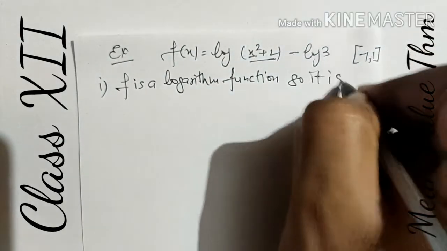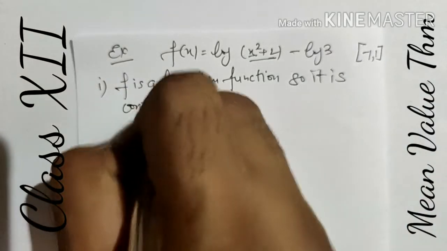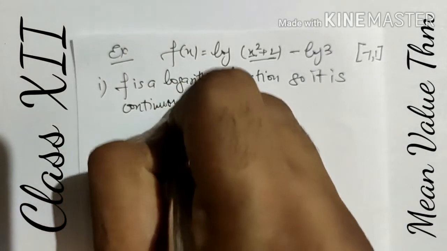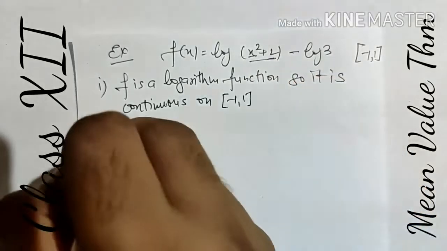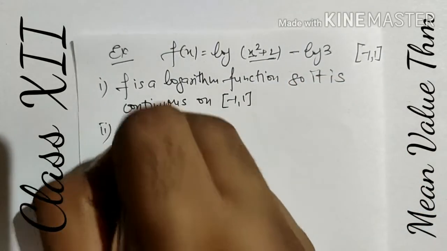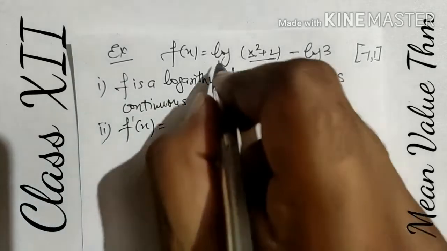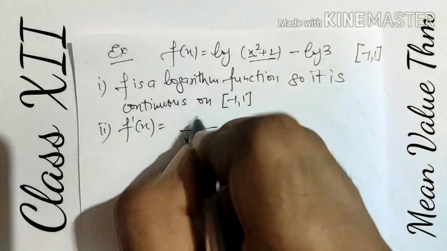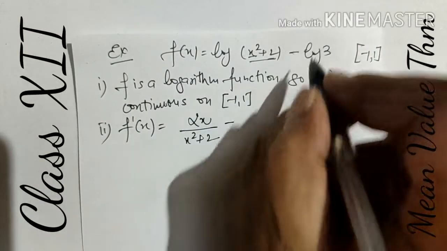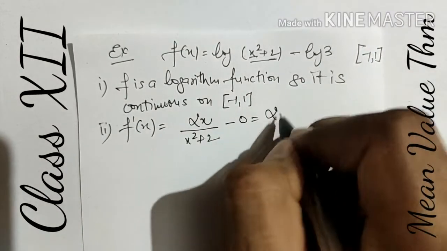So it is continuous on closed interval minus 1 to 1. Second condition, derivative we have to take. Derivative of log means reciprocal of the function first, and derivative of base value, this one. Log 3 is constant, derivative becomes 0. So overall we get this one.